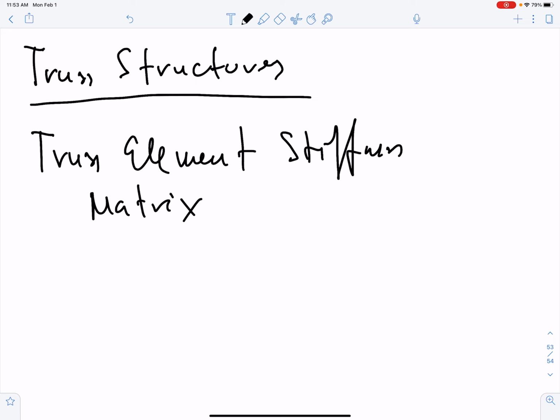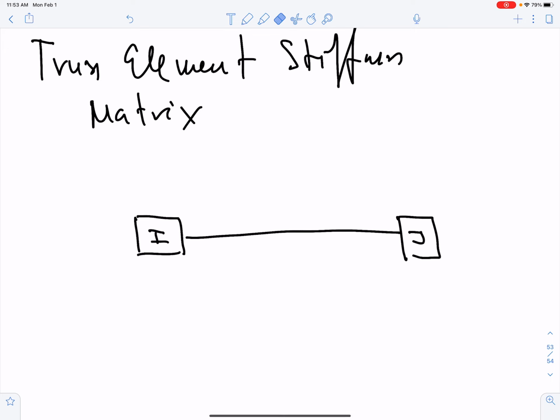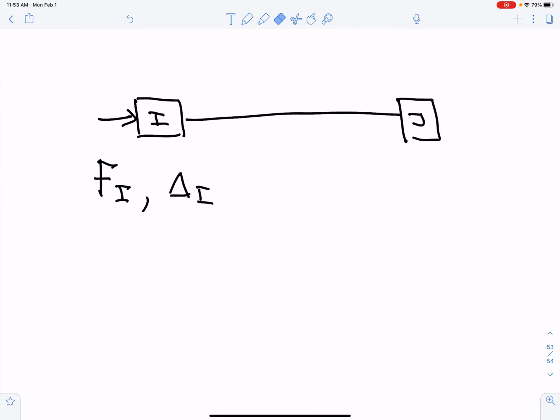If you recall our developments, we're looking at an element like this, nodes I and J, and at each one of the nodes we have a force, Fi, and the corresponding displacement, delta I, and likewise at J, Fj and the corresponding displacement delta J. Of course, the element is embedded in a coordinate system where the axis points to the right, and so positive quantities, namely displacements and forces, are to the right, and negative are to the left.